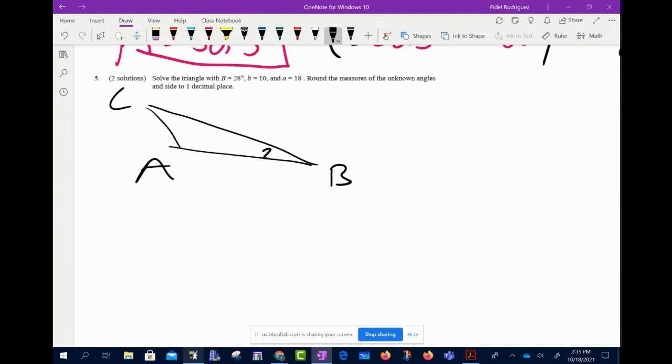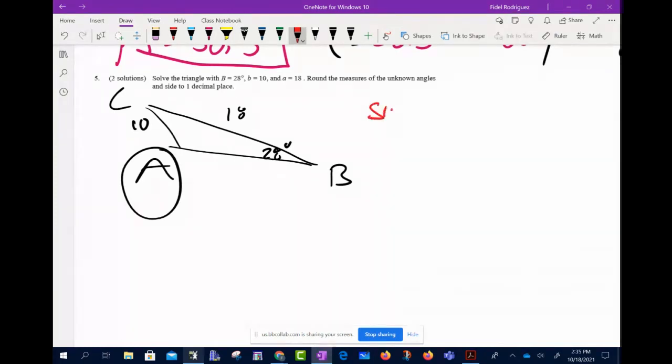And I know that my angle B is 28 degrees. We know that this side over here is 10. We know that this side here is 18. And I believe that's all we know. So, okay, we need to find a couple of things. We need to find either angle A or angle C, and then we can kind of proceed from there. So suppose we wanted to find, say, angle A.